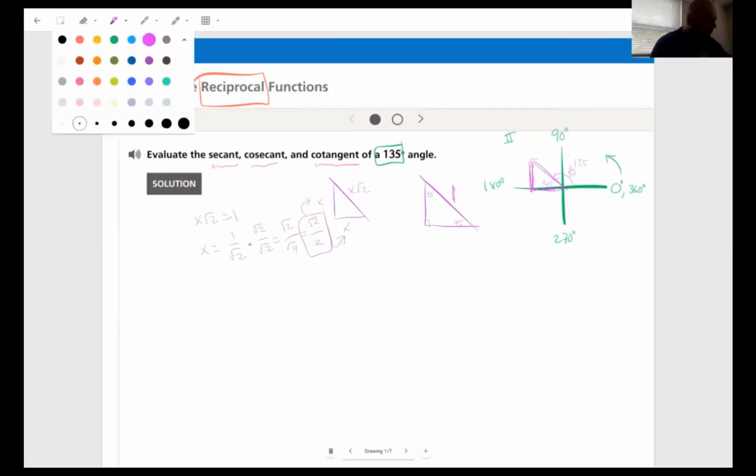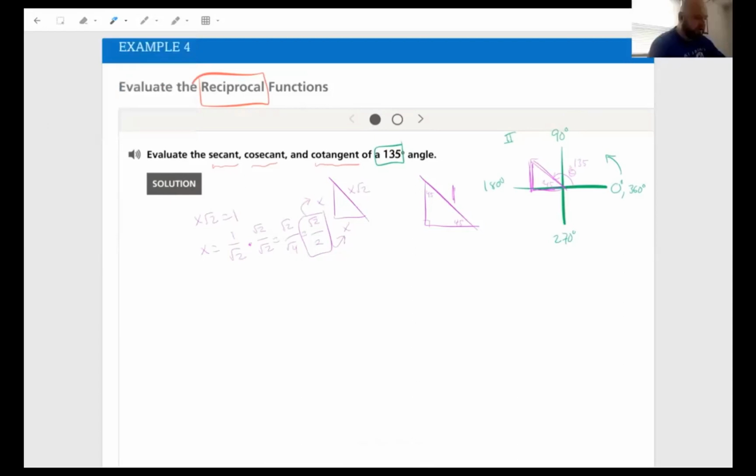Because we are in the second quadrant, we've moved left. Our x value has to be negative, and we've moved up. Our y value has to be positive. So on our triangle, this side is negative root 2 over 2, and this side y is positive root 2 over 2.